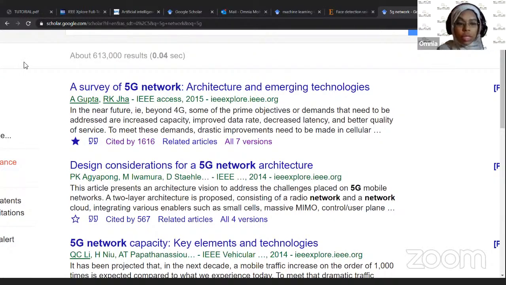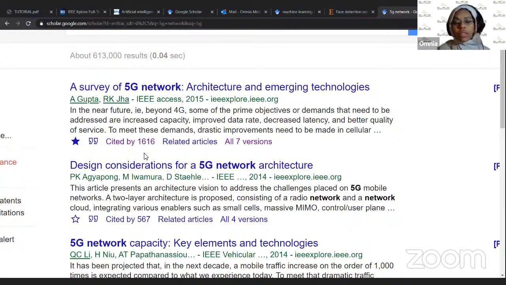As you can see here, this is the title of the research paper. These are the authors. This is the journal name. This is the year of publication. This is where it got published. It got published in IEEE.